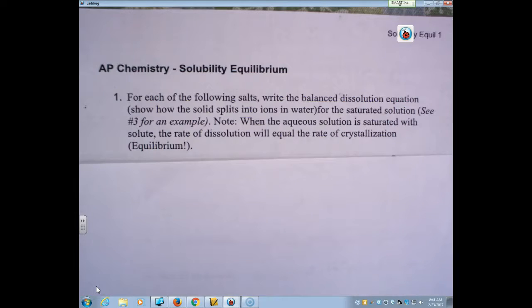the rate of dissolution, so the rate of splitting up into ions, is equal to the rate of crystallization, where those ions are getting back together to form the solid. And so we're going to be dealing with equilibrium here.